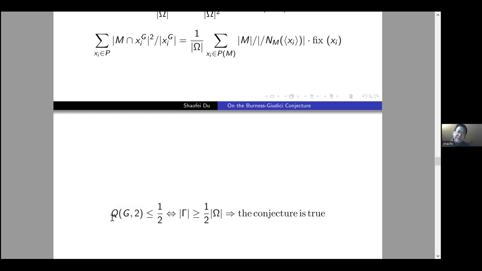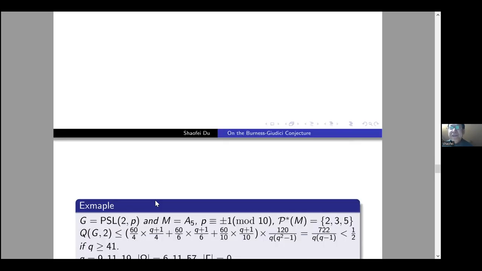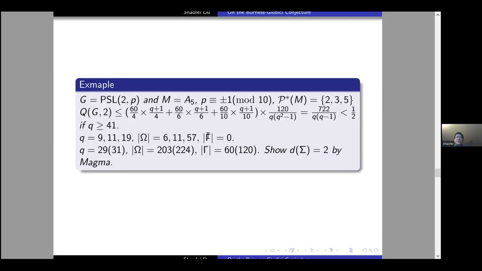But in many cases, you cannot have this. In that case, this method doesn't work. This is my point. Let me give an example.